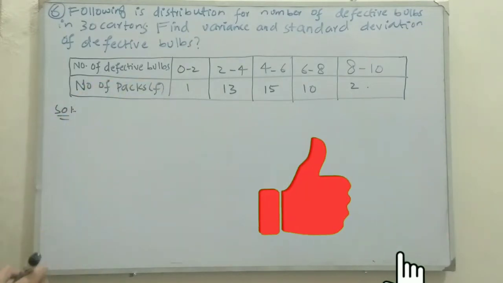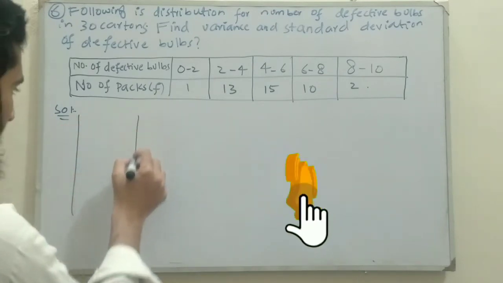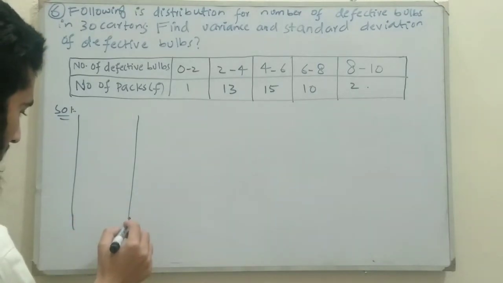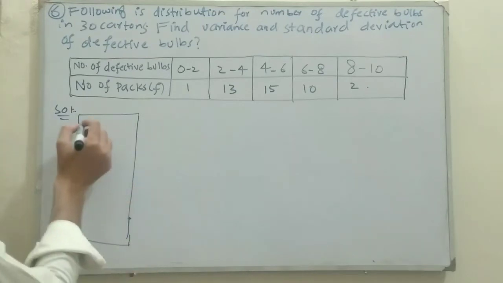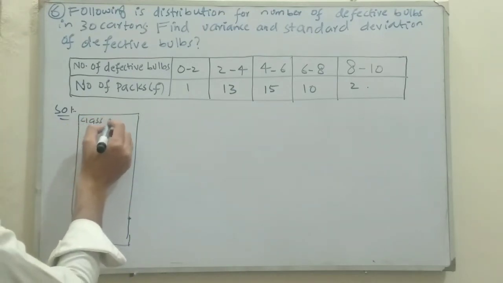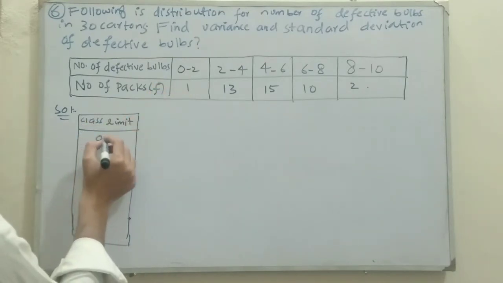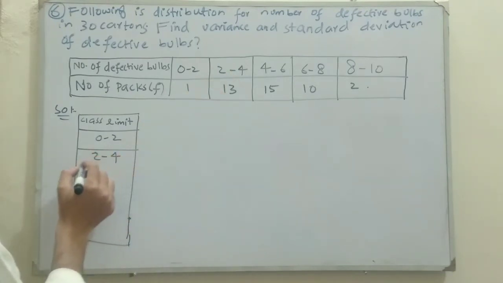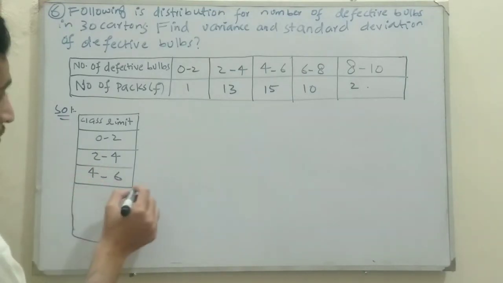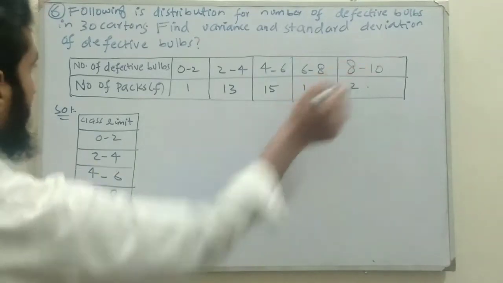Here this is number of defective bulbs, we will consider it as a class limit. So write in the form of a table. Let's suppose this is the number of defective bulbs, we can write as a class limit. First class limit is 0 to 2. Second one is 2 to 4. The third one is 4 to 6. And the fourth one is 6 to 8. And the last one, fifth one is 8 to 10.